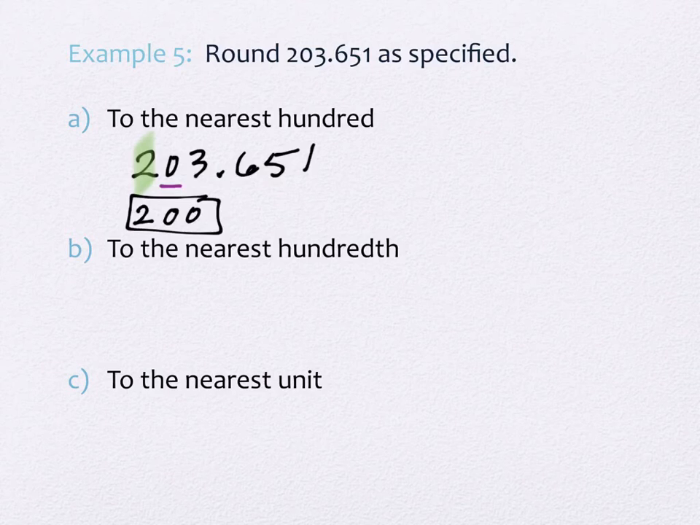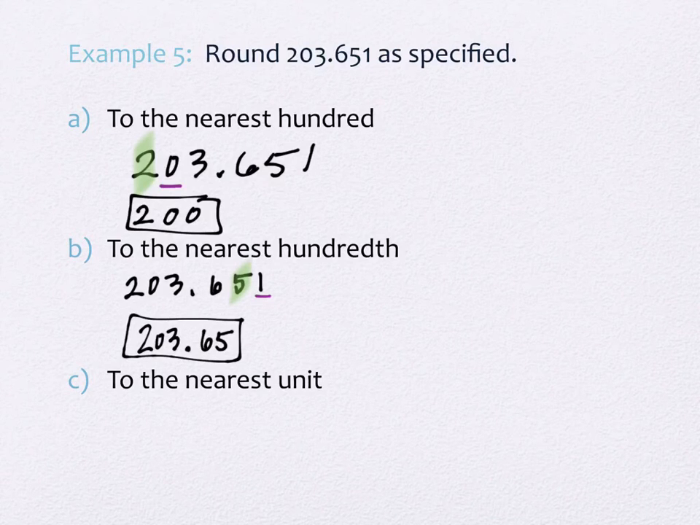The next one is to the nearest hundredth. So what value is in the hundredths place? Yep, it's a 5. And again, I go to the place value after it. The place value after it is a 1. 0 to 4, I round down. So what will the 1 become? A 0. So I end up with 203.65. Because the number after the 5 became a 0.